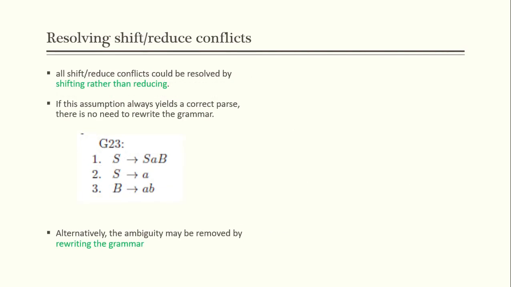Okay, how to resolve the shift reduce conflict? All shift reduce conflicts could be resolved by shifting rather than reducing. What we did previously, if you see the content in the stack equals the right hand side of the grammar, you normally will reduce it. But at some point when you come to the end of the stack, you didn't reach the accepting state. So what you can do is, instead of reducing it, you also can choose to shift it first.